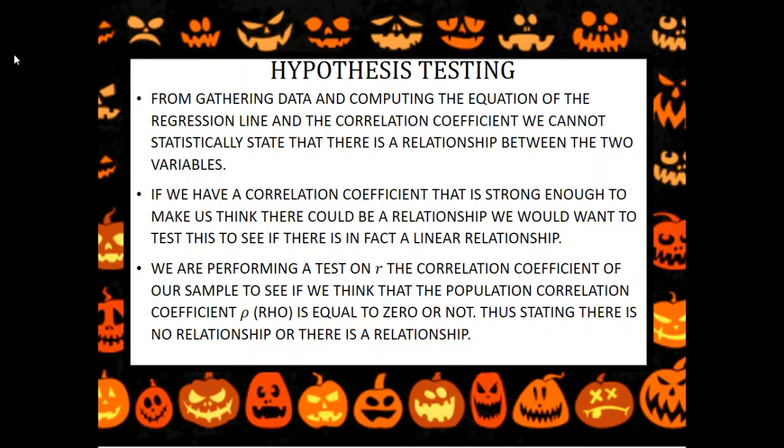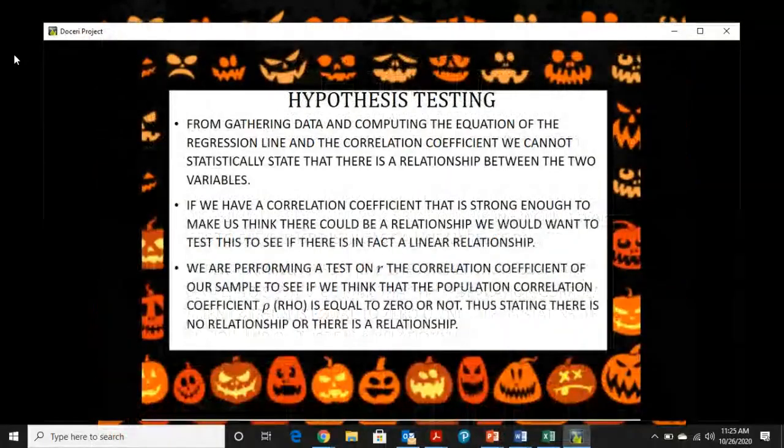So we're actually going to use the Greek R. It looks like a P, but that is rho. Okay, so this is rho. Again, it looks like a P. It's not a P. It's a rho like that. So you're going to perform a test on R, the correlation coefficient, to see if the population coefficient rho is either equal to 0 or not. So if rho equals 0, remember, no relationship. If rho is not 0, then there might be some kind of relationship.